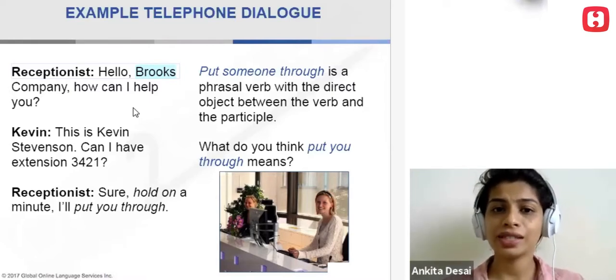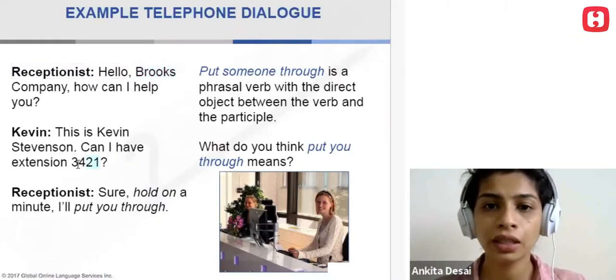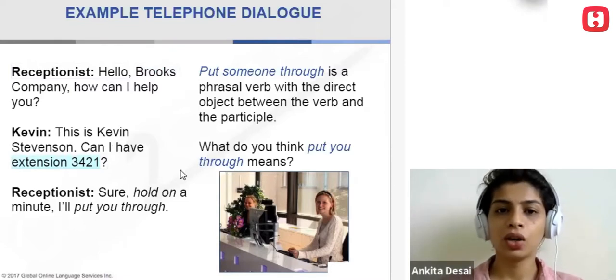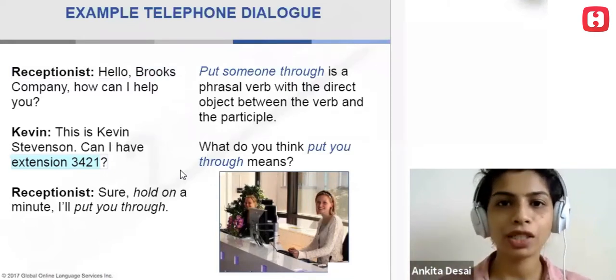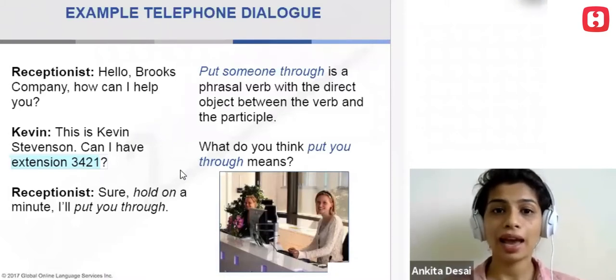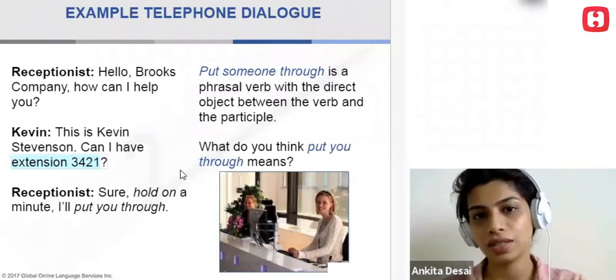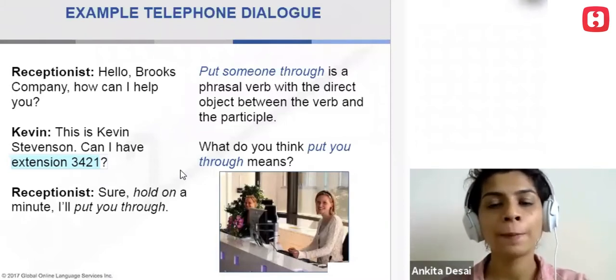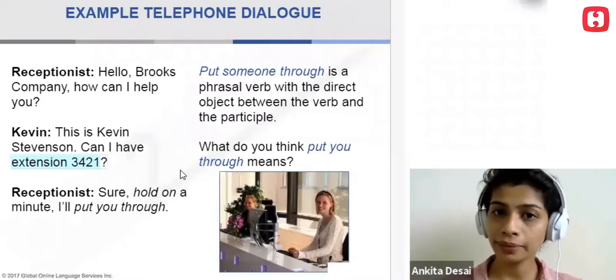Kevin says, "This is Kevin Stevenson. Can I have extension 3421?" Okay, so an extension is basically the internal phone number of a particular employee. Especially in very big organizations, people have extensions, right? So whenever you give a call to anyone at the office, you have to go through the receptionist, and the receptionist will connect you to the person you want to speak to.